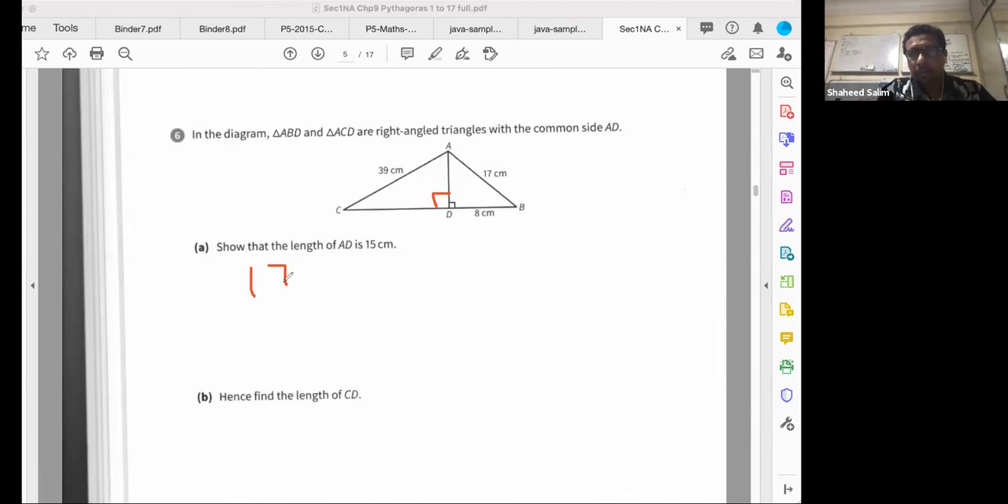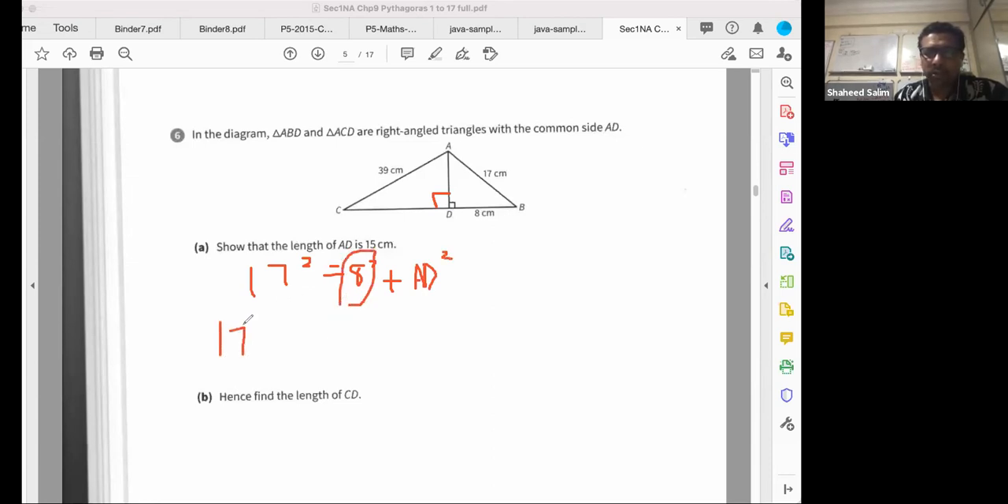Well done. I think it's quite easy. I'm just going to run through so that everyone is okay. So 17 square is equal to 8 square plus AD square, which we do not know. You want to find AD, so you bring this over to that side, and it becomes 17 square minus 8 square.